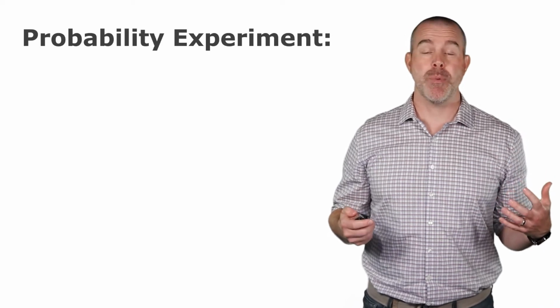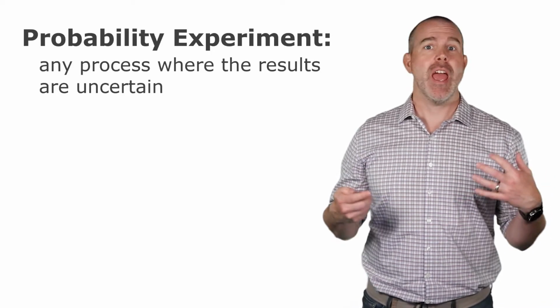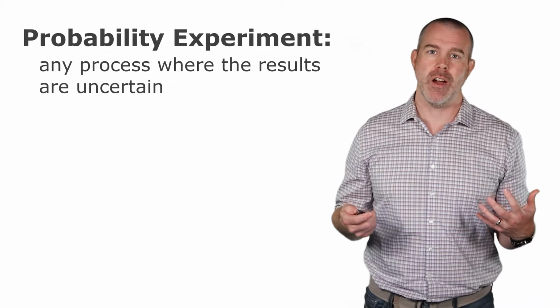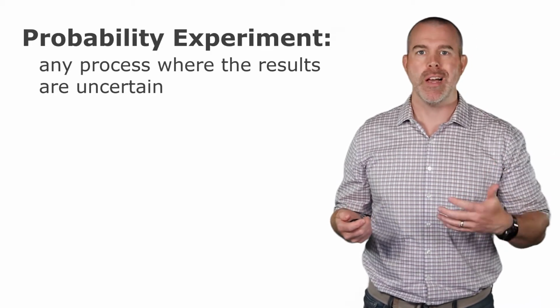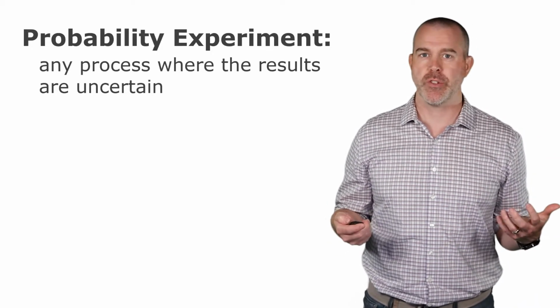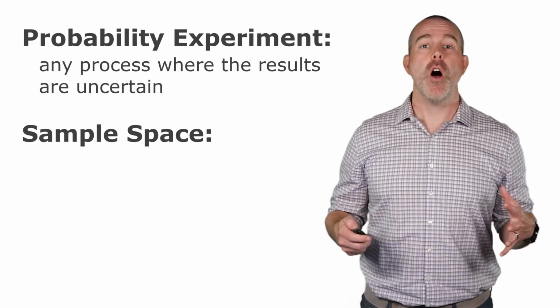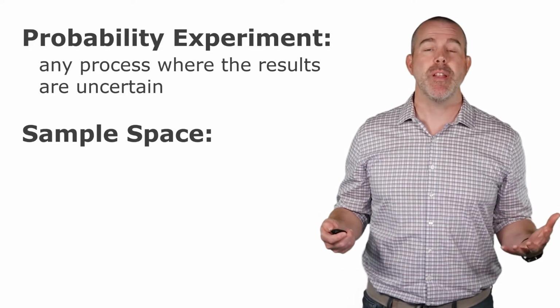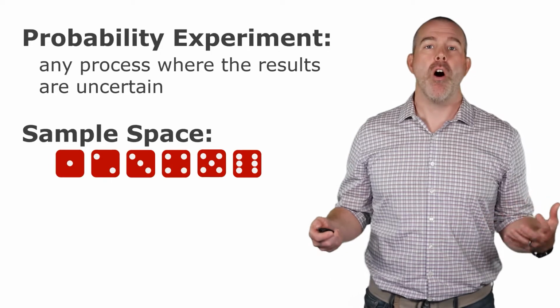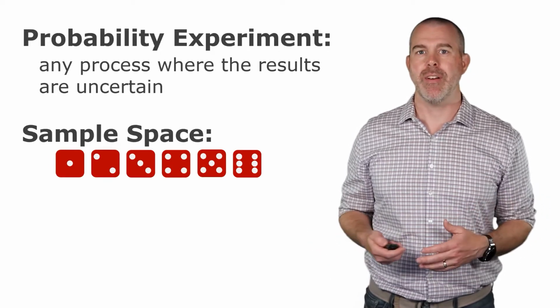We're going to start this video just by talking about some vocabulary. First thing is a probability experiment. In this context, that's just any process where the results are uncertain. So like we roll a six-sided die, the results are uncertain. The sample space is all the possible outcomes. So with our example of the six-sided die, that would be all the different six sides of the die.